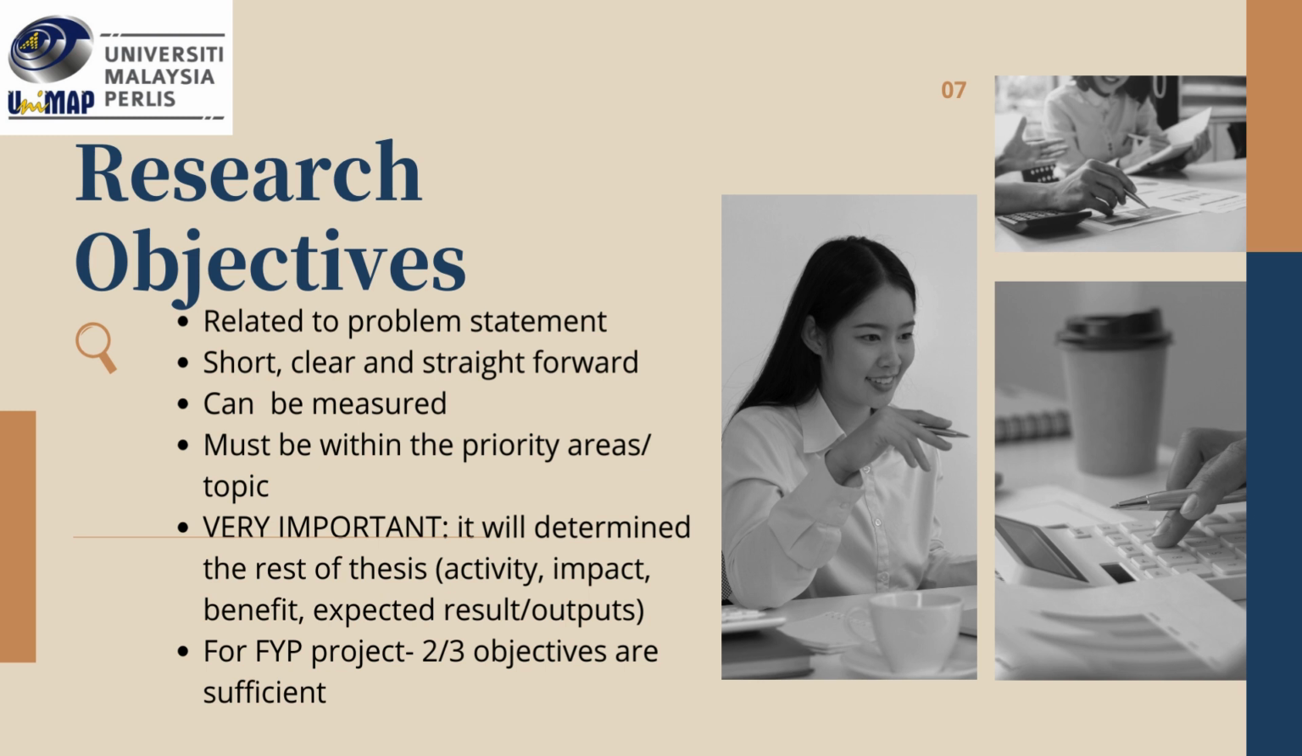Research objectives should be related to the problem statement. Short, clear and straightforward. Can be measured. Must be within the priority areas or topic. It is very important, as it will determine the rest of the thesis activity, impact, benefit, and expected results or outputs. For an FYP project, 2 or 3 objectives are sufficient.